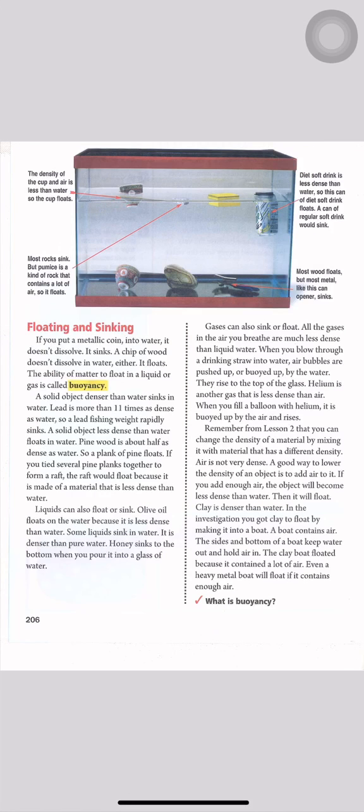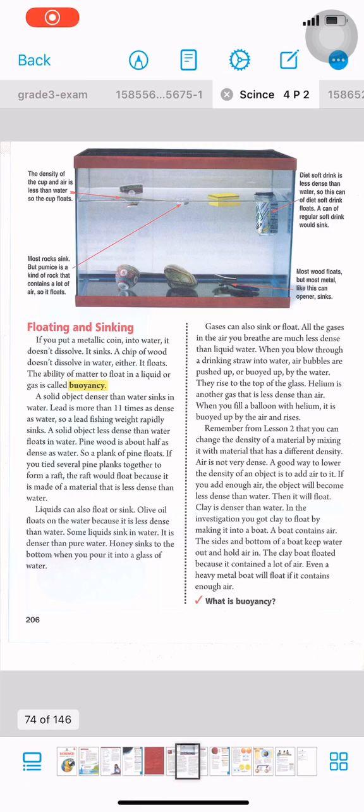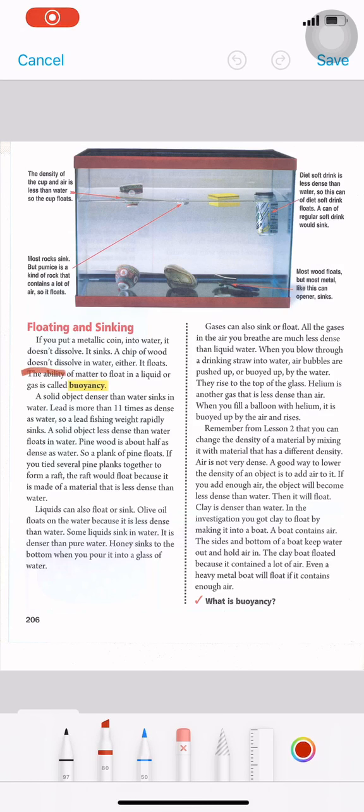Now we have floating and sinking. Floating is the ability of an object to stay at the surface of the water. But sinking is the opposite of floating. Sinking is the ability of an object to stay at the bottom of the water. What's buoyancy? Buoyancy is the ability of matter to float in a liquid or gas.